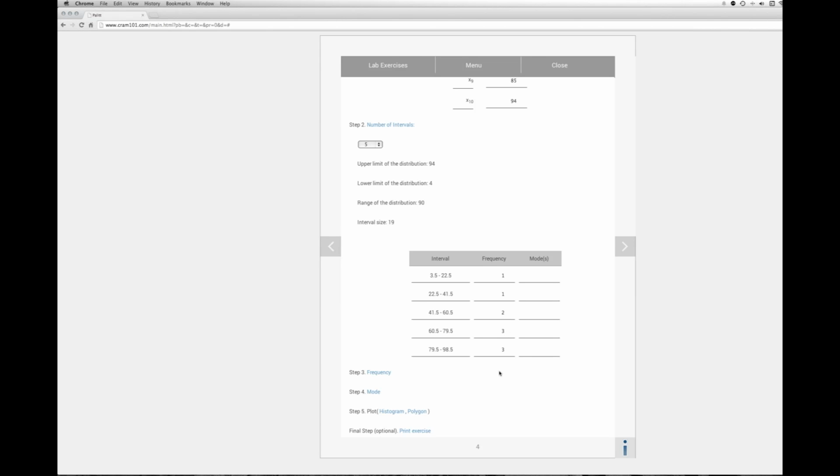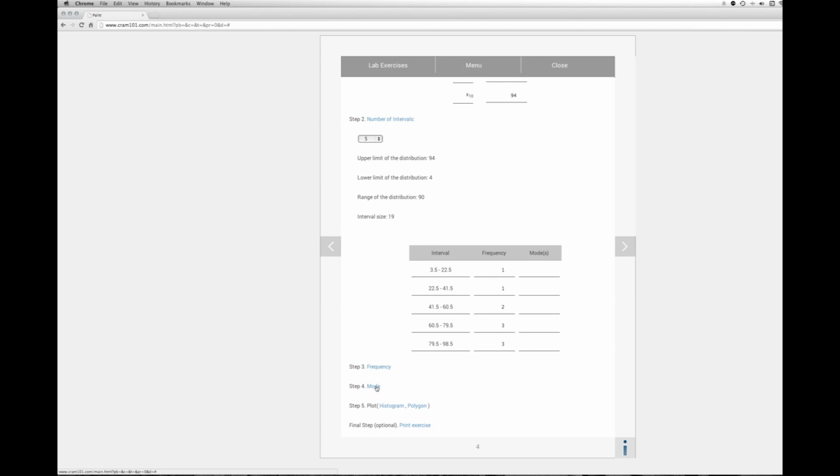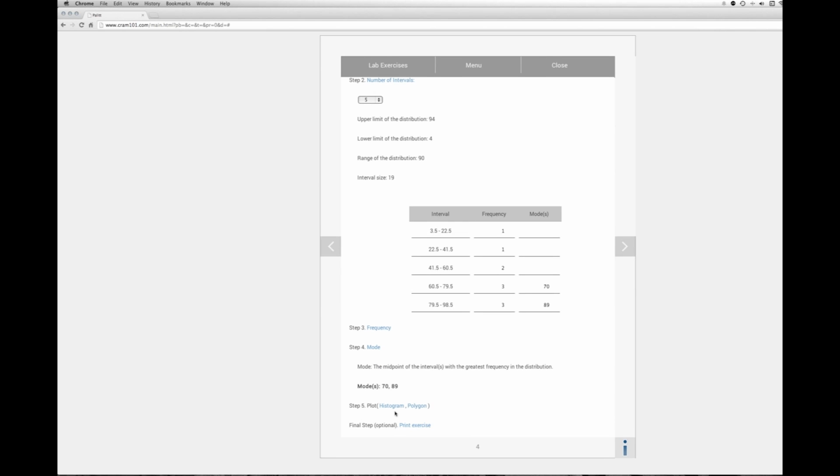We then calculate the mode. The mode is the score in the intervals that basically occurs the greatest number of times. So we have, in this case, 2 modes. Let's take a look at the histogram.